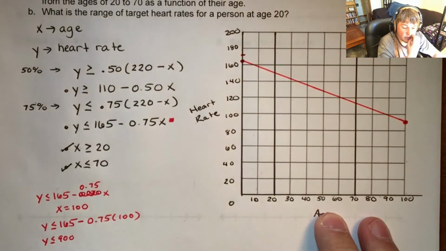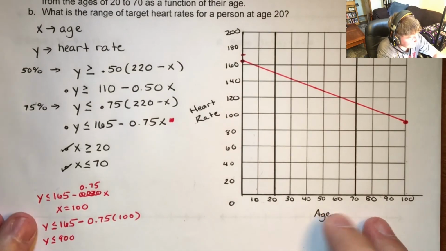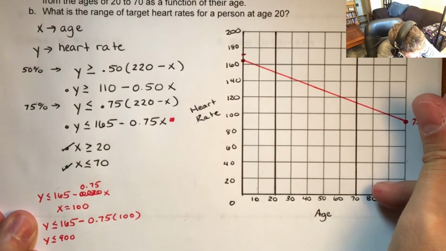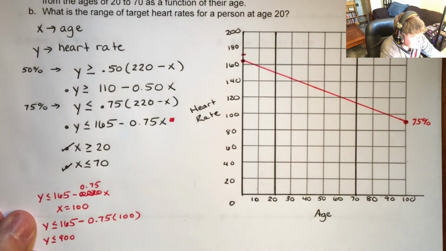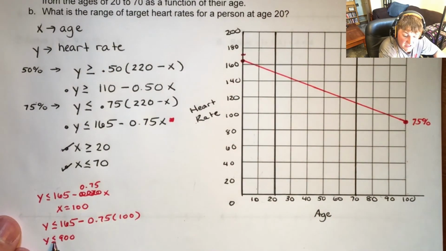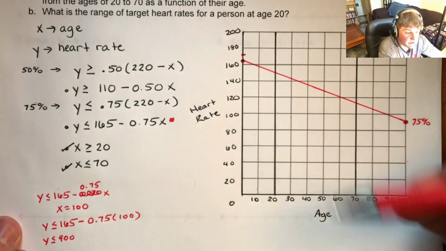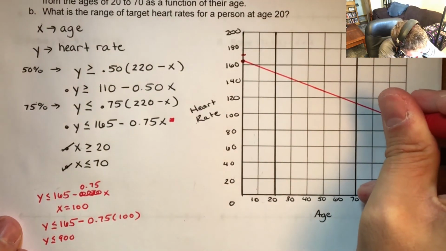Okay, and so this is my 75% line. So this is my 75% line of the heart rates. So we know, based on our less than sign, we can test this the traditional way, but we know that it needs to be less than that, so it's going to be below.